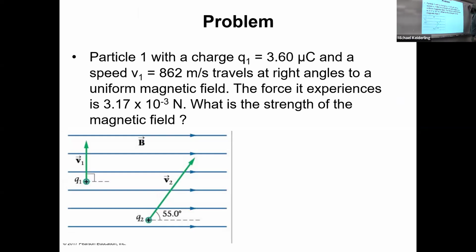Force equals Q V cross B. The magnitude of force equals Q V B times the sine of the angle between them.